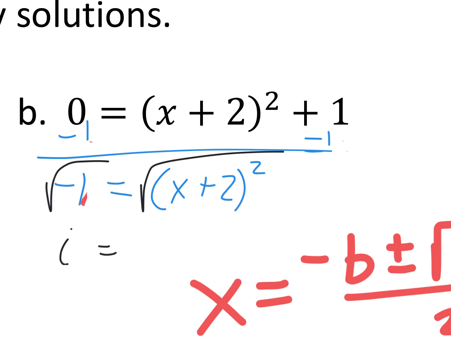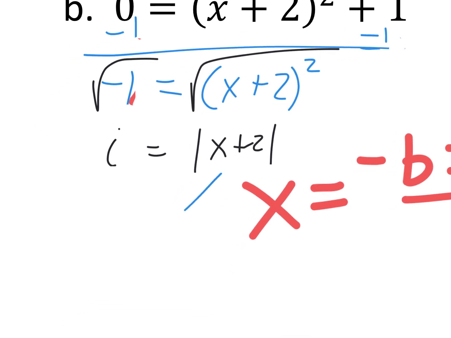i equals, would you have remembered the absolute value bars? Who had it before I said it? Nice. A lot of people forget that. When you square root a variable, you have to bring in absolute values. Okay, so then how do you solve it from here?